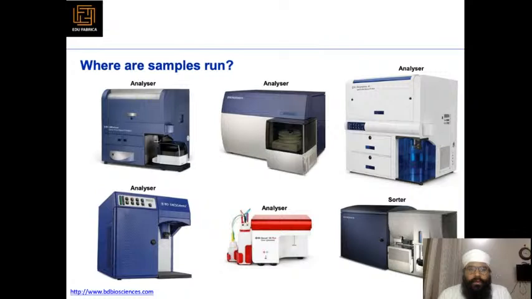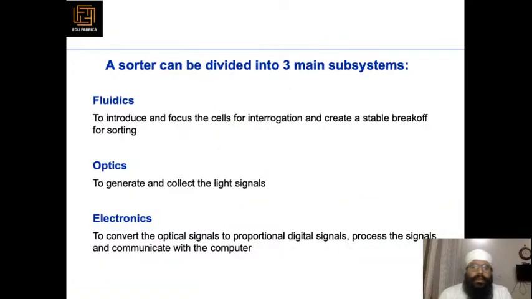So samples are run in the analyzer. There are various analyzers by the company BD Biosciences, which you can see here. A sorter can be divided into three main subsystems: fluidics, optics, and electronics. Fluidics is to introduce and focus the cells for interrogation and create a stable break off for sorting. Optics is to generate and collect the light signals. Electronics are to convert the optical signals to proportional digital signals, process the signals, and communicate with the computer.